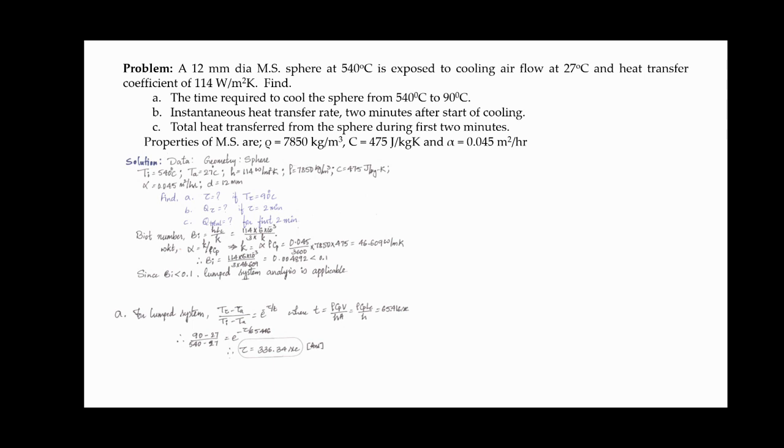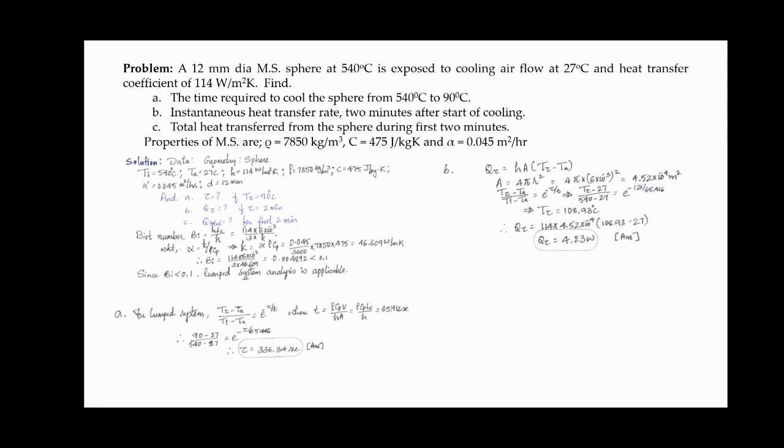Now I need to find out the instantaneous heat transfer rate 2 minutes after the start of cooling. For this, the equation is h into A into T tau minus Ta. We need to find out the surface area, which is given by 4 pi r square for a sphere, and that will be equal to 4.52 into 10 to the power of minus 4 meter square. And then we need to find out T tau after 2 minutes. So tau will be 120 seconds.